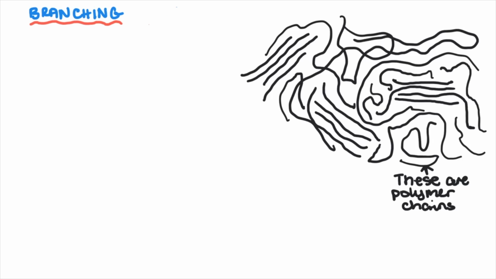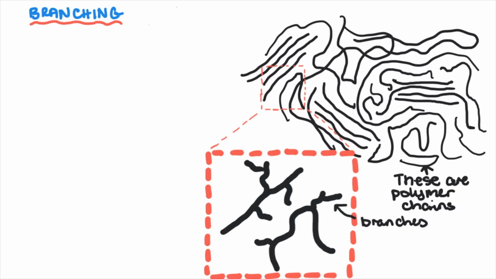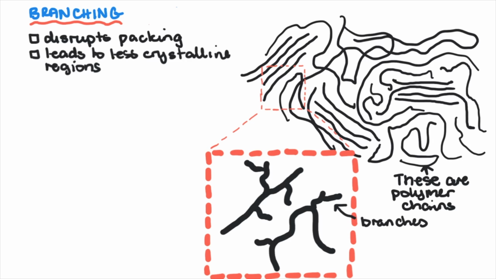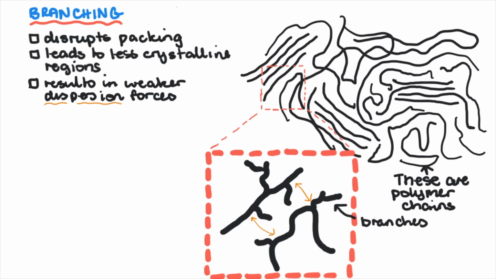In some polymers, chains can branch off the main chain. These can be short or long and tend to disrupt the packing of polymer chains. This then leads to less crystalline regions and results in weaker dispersion forces between the polymer chains. This makes them less rigid and more flexible. In fact, there's less scattering and refraction of light, so they tend to be transparent.